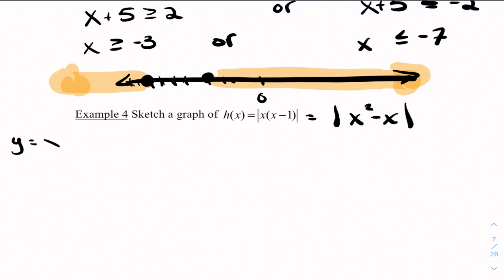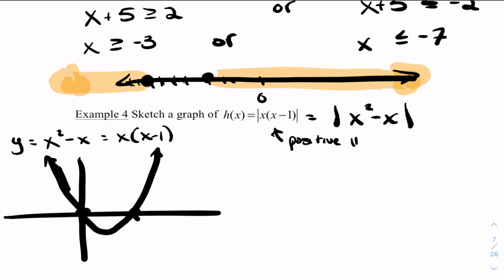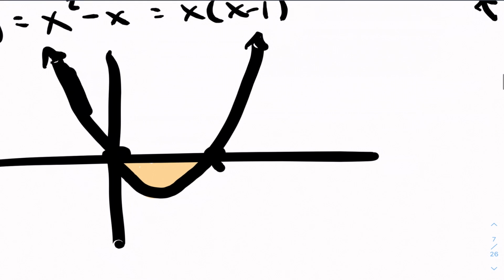So if we take a look at just our basic inside function, x times x minus 1, we would have a parabola with x-intercepts at 0 and 1, and it opens up. We could find the vertex if we wanted to. It'd be at 1/2, and our parabola opens up that way. Well, as we said before, absolute value is a positive number generator, and the outputs are the y values. So what happens is that everything that's underneath the x-axis, or a negative y value, gets inverted.